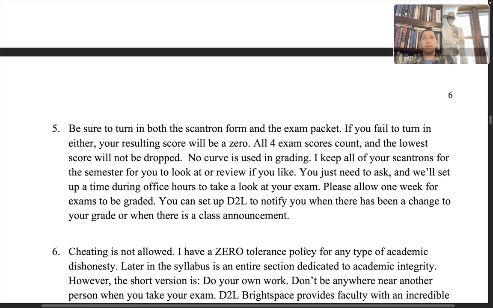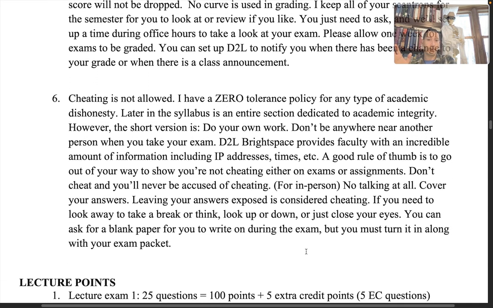Now, if there is some kind of extenuating circumstance and it's out of your control, a parent dies or something like that, and you're able to provide proper documentation, then email me within 24 hours, and I'll try to take care of you. Don't come 2 weeks later or whatever and say I missed an exam. In general, it's going to be a 0, which will destroy your grade.